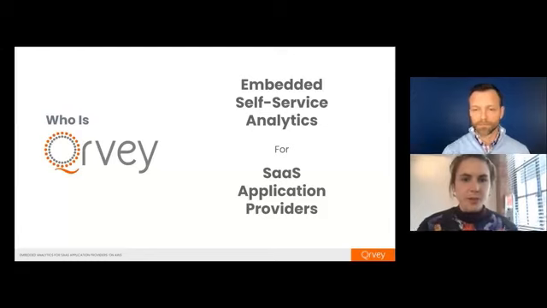Nice. One here from Jemima. Are there limits to embedding analytics into existing applications?